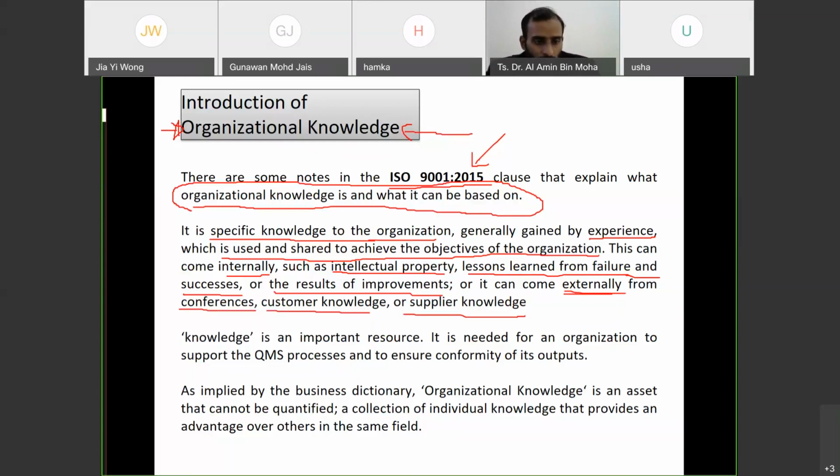So here they discuss knowledge. It's an important resource. It is needed for the organization to support the QMS processes and to ensure the conformity of its output. As implied by the business dictionary, organizational knowledge is an asset that cannot be quantified. Okay, of course, it is collective knowledge. Let's say you are one of the staff of the company, but how many people are working together? How many staff does your company have? Let's say Infineon, how many staff?